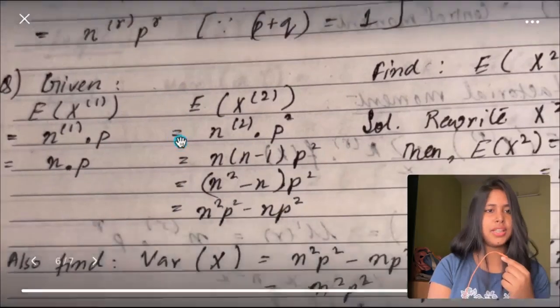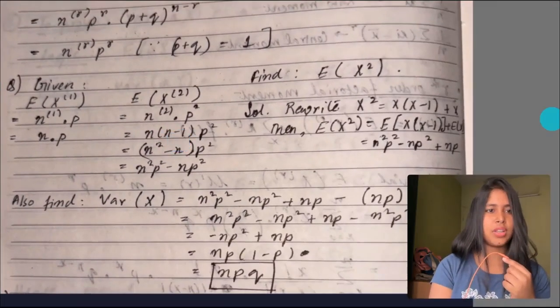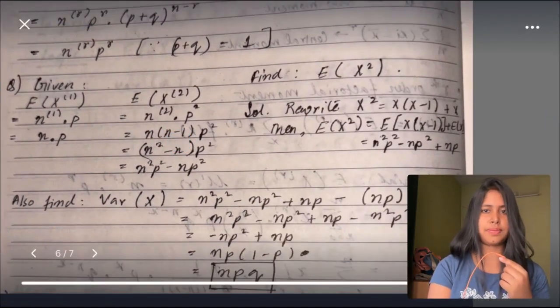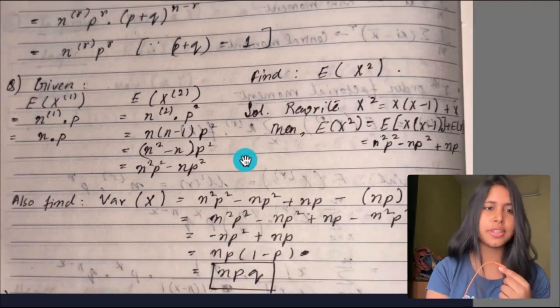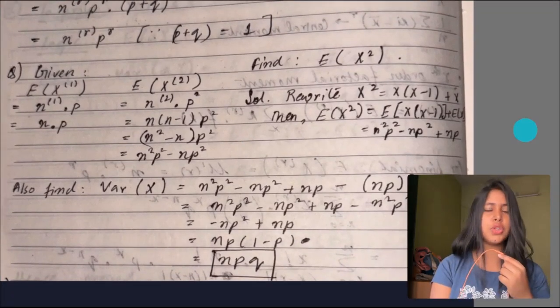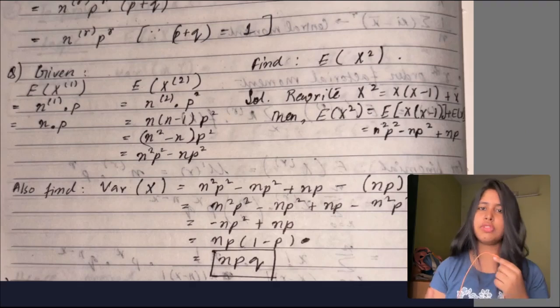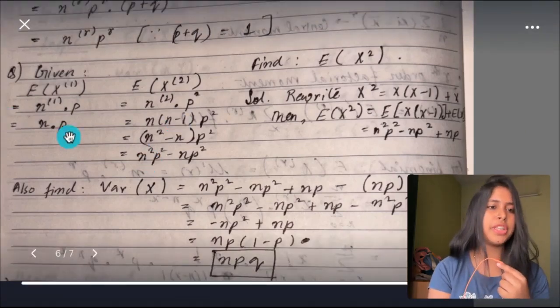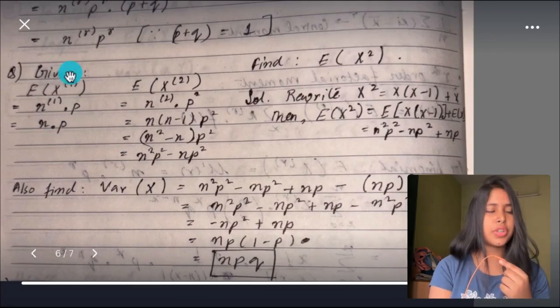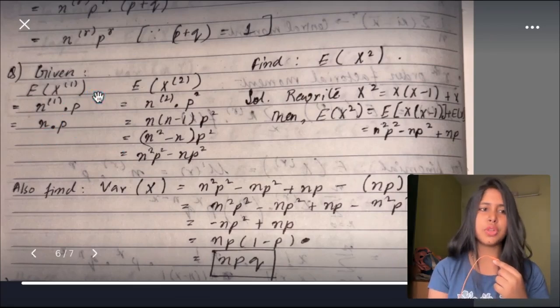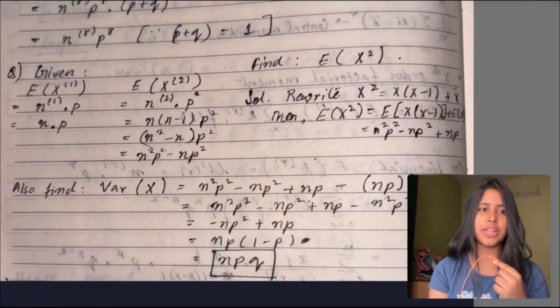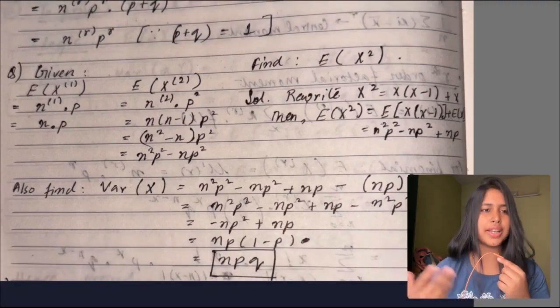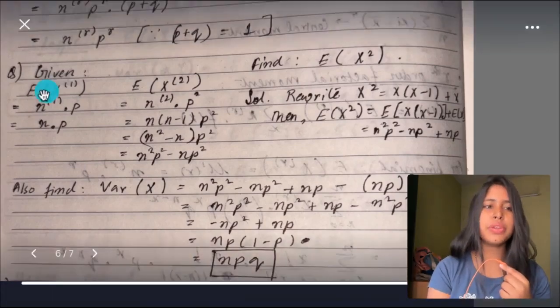Okay. Now see, we have got this. Now we will use this to find the mean and variance of the binomial. Okay. Now see, we are given the expectation of x factorial 1. And what is x factorial 1? It will be the expectation of x, right? And what is the expectation of x? That is the mean. So we are given the mean.